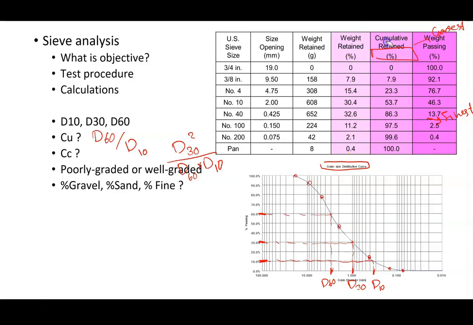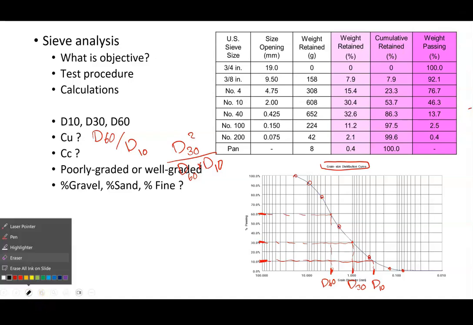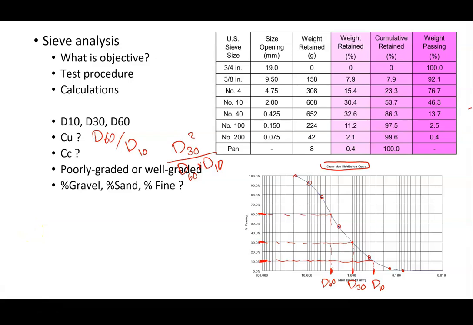So we select our sieves. Then we measure weight of sieves when they are empty. Then stack them on top of each other, put our soil sample in there, shake it, and then measure weight of sieves with particles retained on each sieve. Subtract those two numbers from each other and you have weight retained.